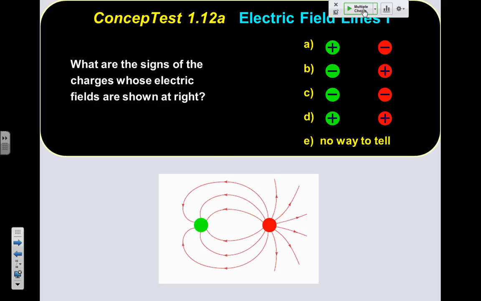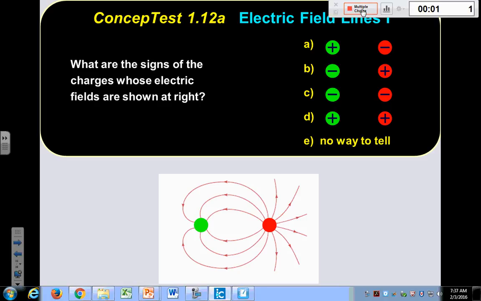All right, what are the signs of the electric charges here? The field lines are traveling in this direction.